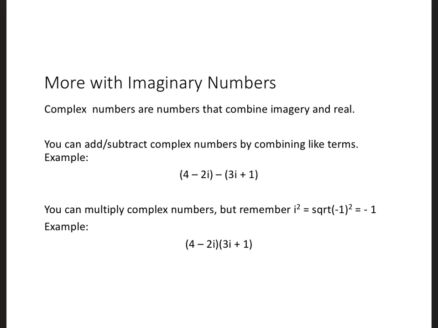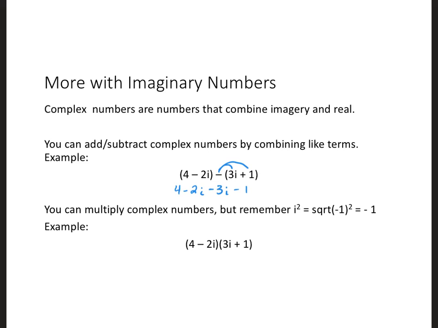So we call a number complex if it is a combination of an imaginary number and a real number. You can add and subtract complex numbers by combining like terms. My example is I have 4 minus 2i minus 3i plus 1, and I can combine these. The first thing I'm going to do is make sure I am subtracting both the 3i and the 1. So this is the same thing as 4 minus 2i minus 3i minus 1. And then you can combine your like terms.